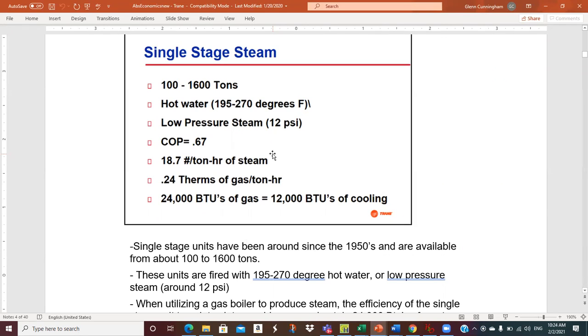Okay, so if we need 18.7 pounds, and we just said we're at 949.6 BTUs per pound, I'm going to store that away. I'm going to multiply it by 18.7.